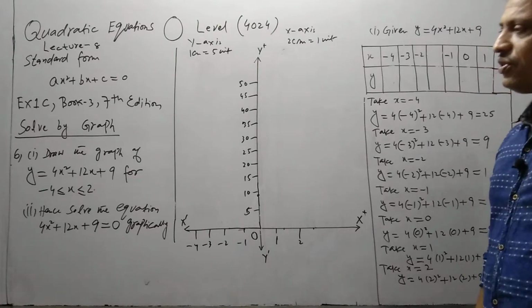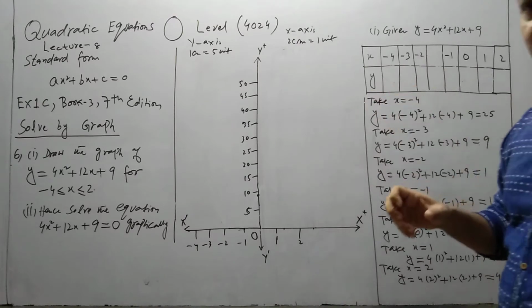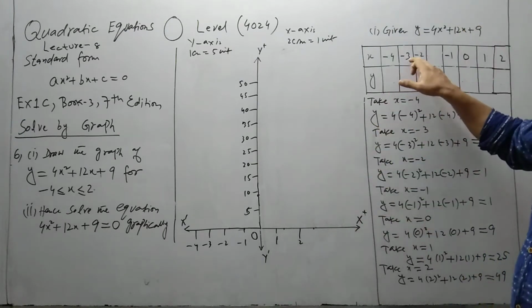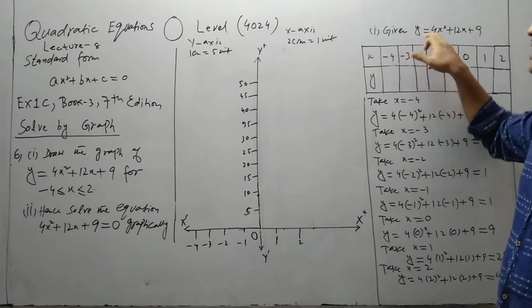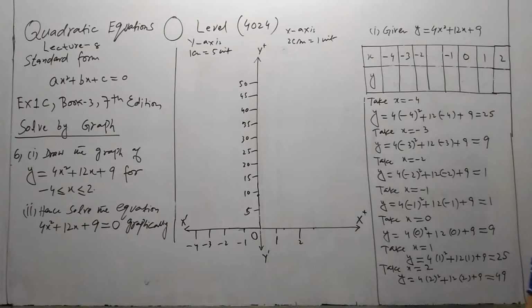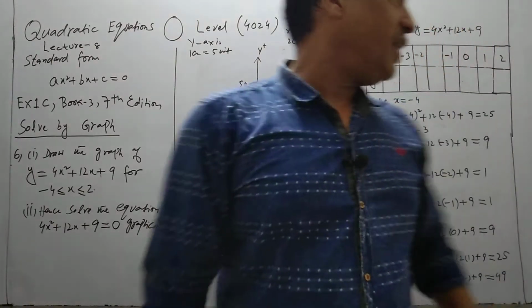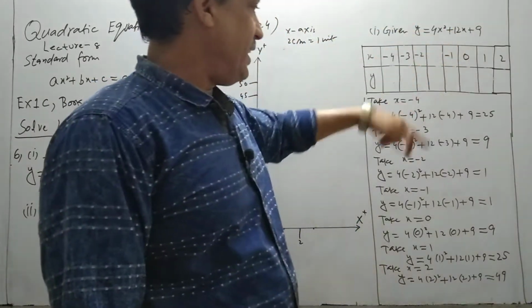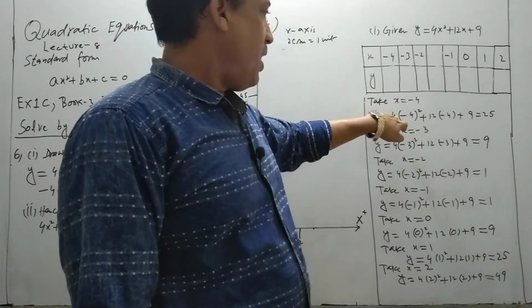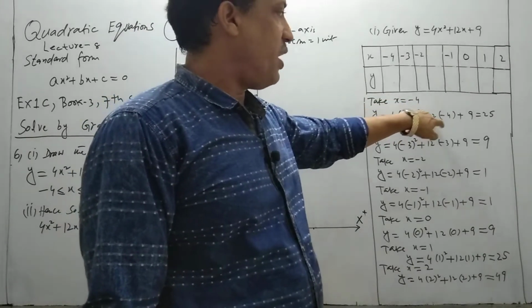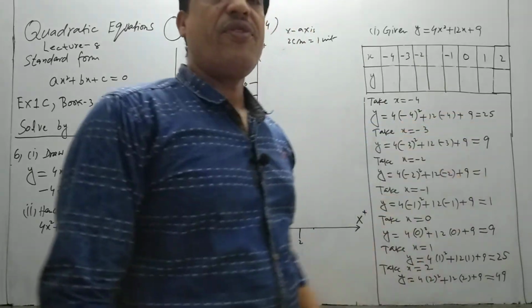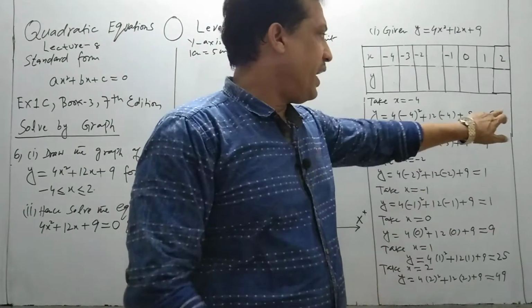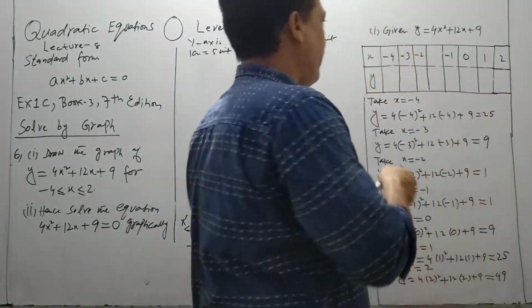First we have to make a table with the help of the given values of x, to find the value of y by putting the values of x in the given equation of the curve, y equals 4x square plus 12x plus 9. First we have the value of x as minus 4. If we put minus 4 in this equation, take x equals minus 4: 4 into minus 4 square plus 12 into minus 4 plus 9. If you calculate this whole value with the help of a calculator, you will get 25.